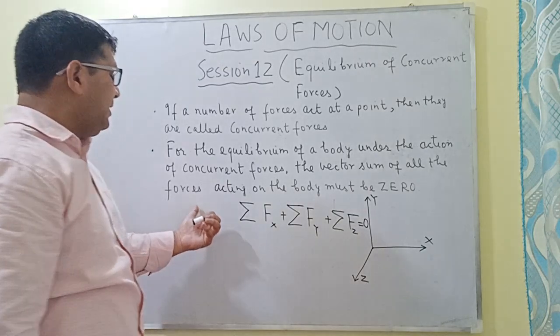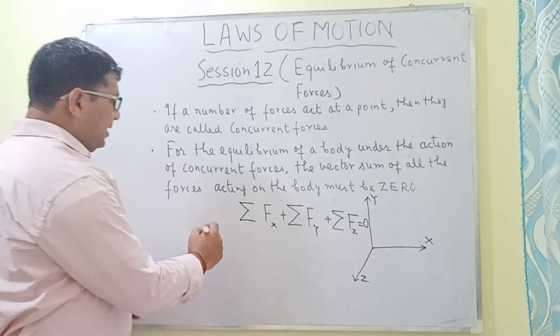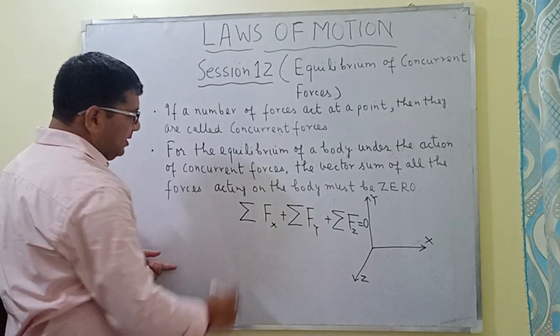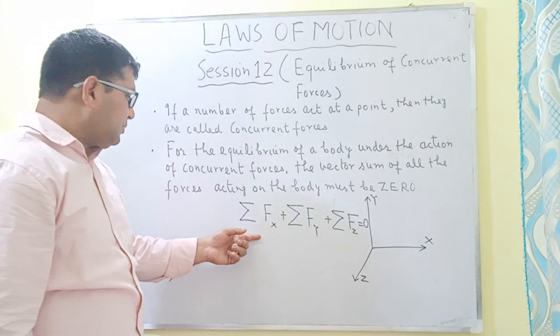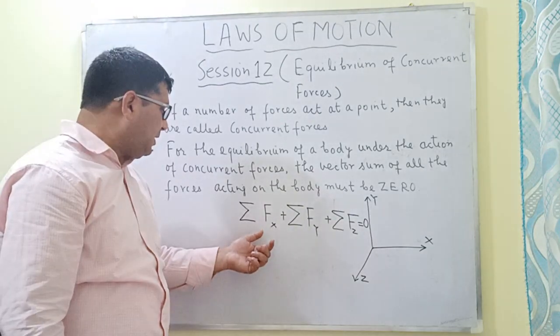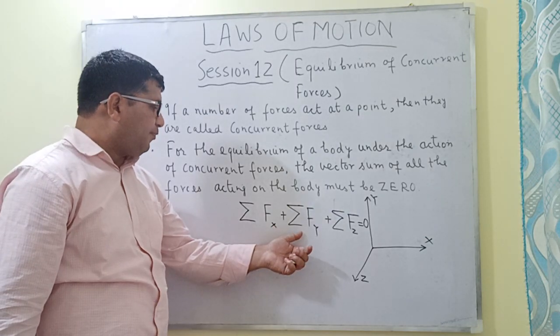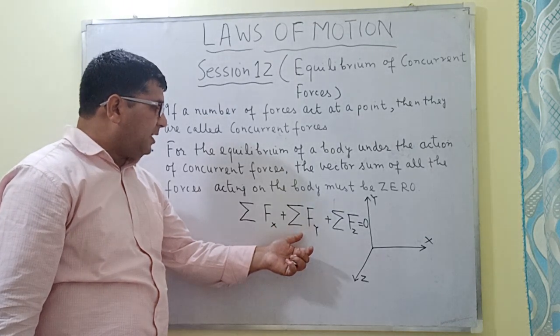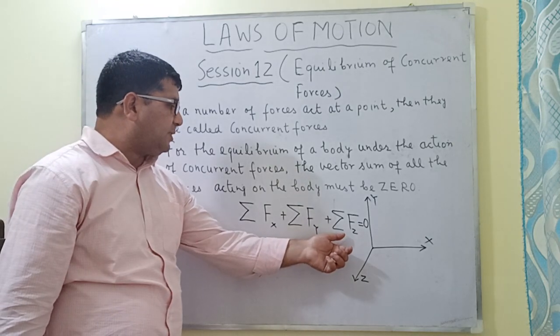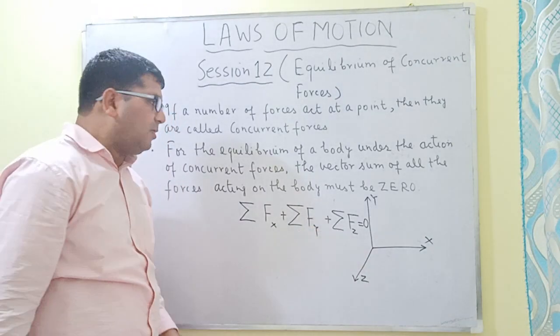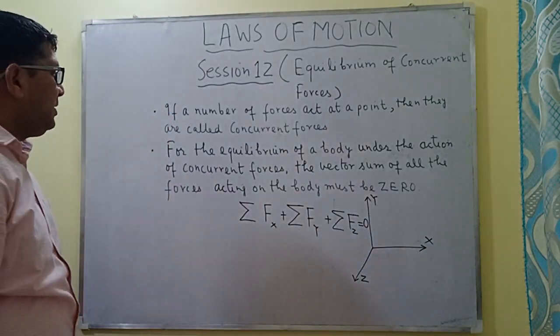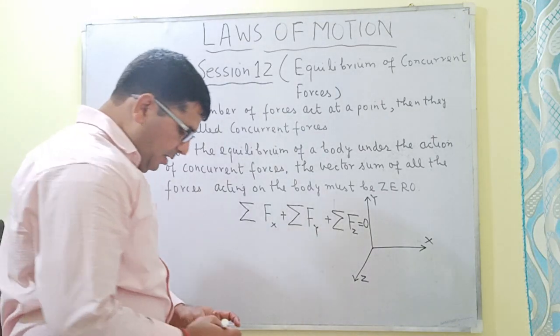So this second definition can also be interpreted in this way: the vector sum of all the forces in the x direction plus the vector sum of all the forces in the y direction plus the vector sum of all the forces in the z direction. If it is equal to 0, then we can say that the body is in a state of equilibrium.